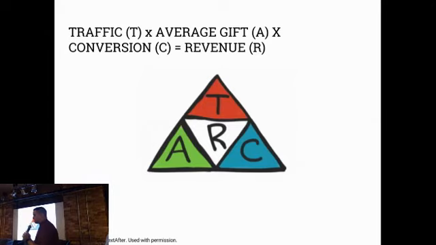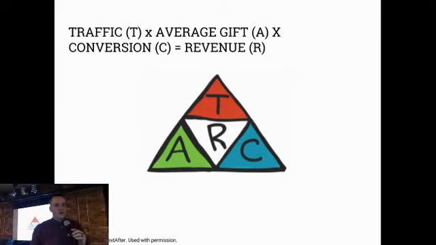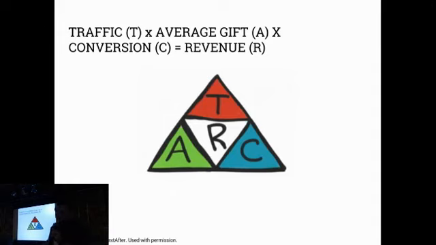In the world of digital, those three buckets kind of translate into these three variables: traffic, average gift, and conversion. You multiply those three things together, it equals revenue, right? So you can grow traffic. If your average gift and conversion rate stay the same, more revenue, right? Same thing. If you increase your conversion rate with the same amount of traffic, more revenue. If you increase how much the average person gives, the other two things stay constant, it's more revenue.